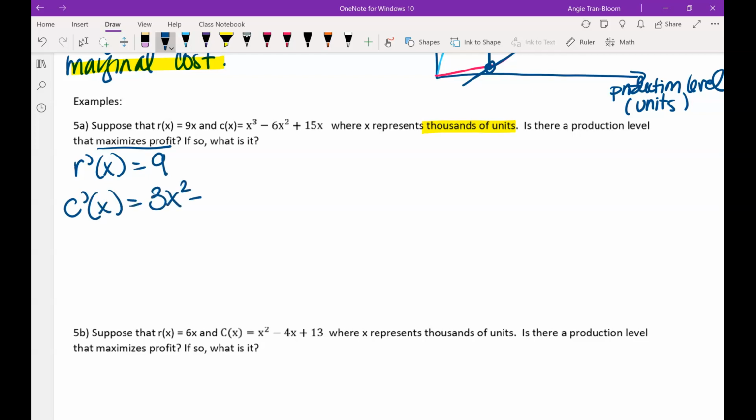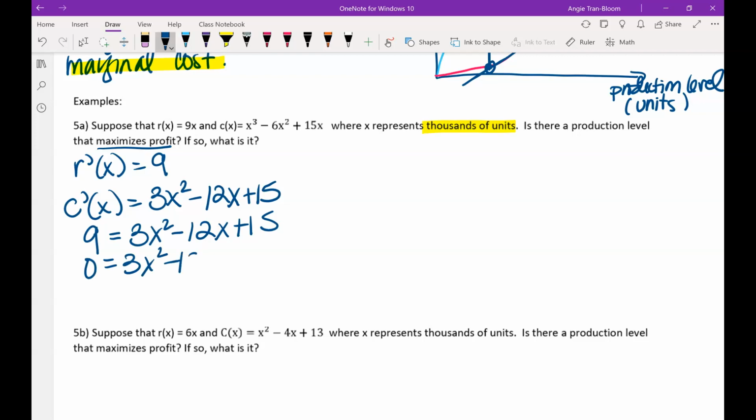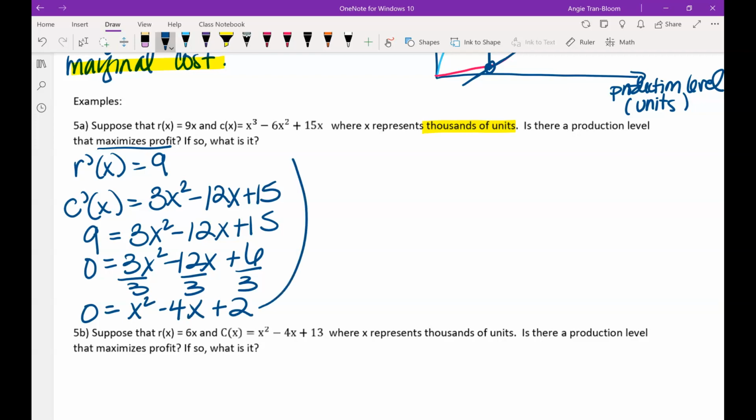So 3x squared minus 12x plus 15. And based on your rule, we are going to set these equal to each other. Subtract 9 from both sides, so 0 equals 3x squared minus 12x, and then plus 6. Looks like we can reduce everything by 3. Okay, so divide each and every term by 3 just to make your number easier to see if we can factor it out. So minus 4x and then plus 2. Well, that is definitely not factorable.